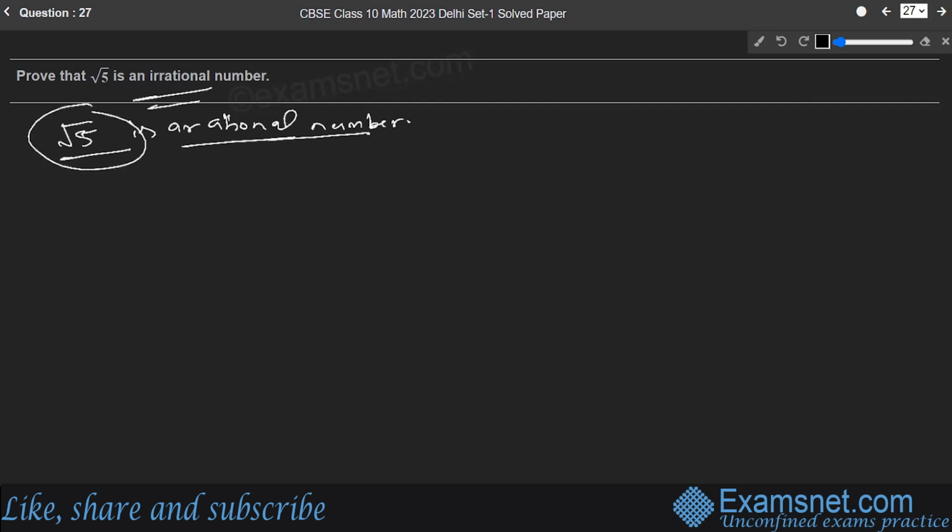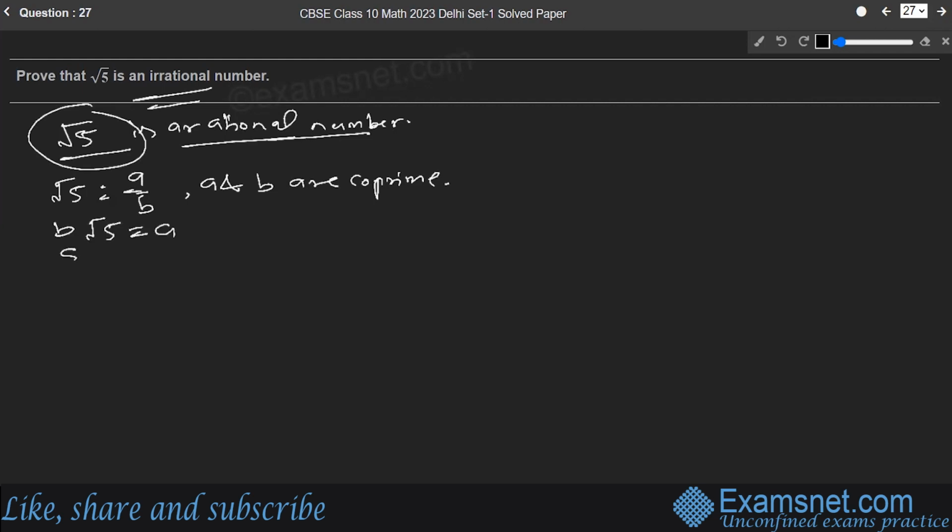So if root 5 is a rational number, then root 5 can be expressed as a by b, where a and b are co-primes. Co-primes are numbers which don't have any common factor. We'll try to find out whether a and b have any common factor. So root 5 is equal to a by b, and by this we can write b root 5 is equal to a.